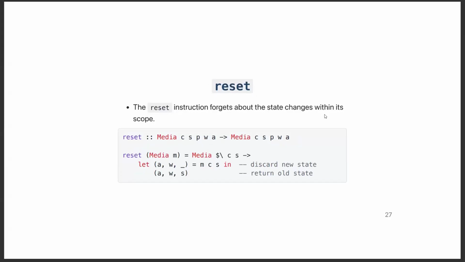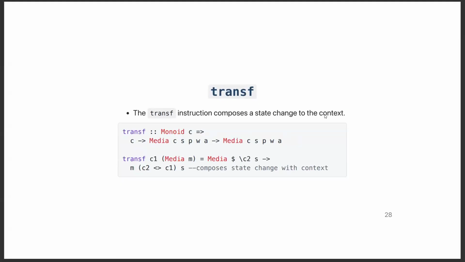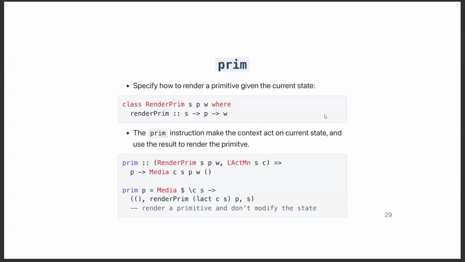The reset instruction only consists in executing the media that we received, discarding the new state, and returning the old state, along with the rendered media associated. The transformation instruction is just going to compose the current state change given in argument with the context. And we are going to use that context to implement primitive.